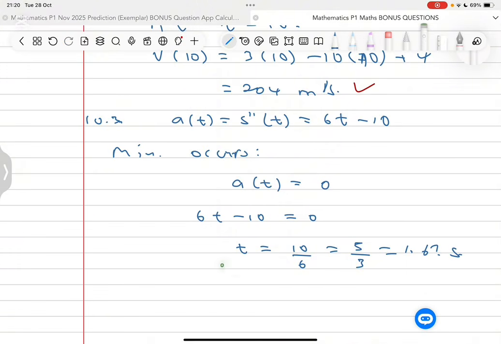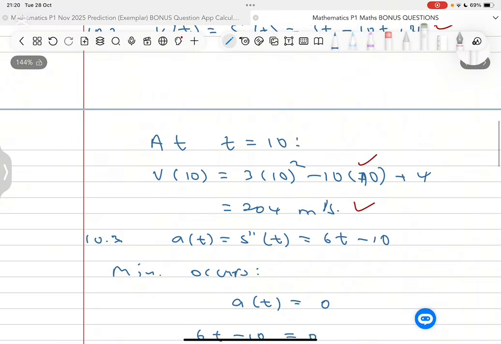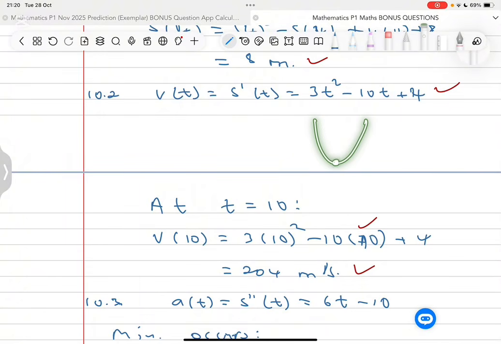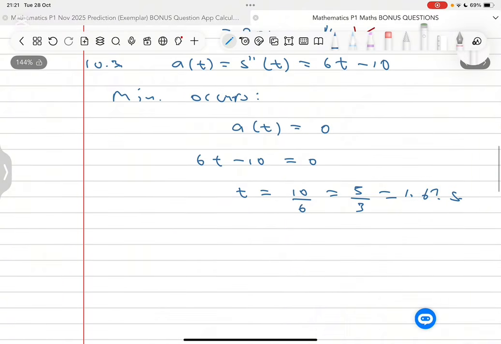Now, the time that we have found here is the time that occurs at the minimum. And we know that this function has a minimum turning point because our 3 there is positive, it's a happy graph. So it will have a minimum turning point here. Hence, I said you can actually use the equation of a turning point. You should get the same answer if you do that. But I'm not going to do that in this question because I want to practice calculus. But try it and see if you get the same answer.